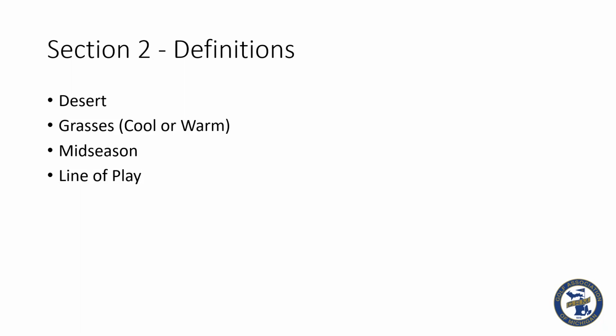The other definition in here is the definition of mid-season, and so that includes all months of the year when a golf course is regularly maintained and scores are being posted for handicap purposes. So that mid-season form for us here in Michigan is April 1st to October 31st. That's our score posting season.